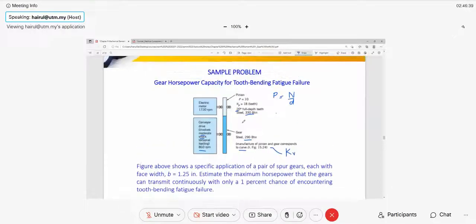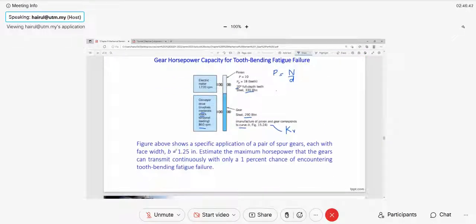Okay, the face width is given. Remember, to calculate our sigma we have B, right? Sigma equals FT P over B J, the B is the face width. It means the thickness of this tooth is 1.25 inch.